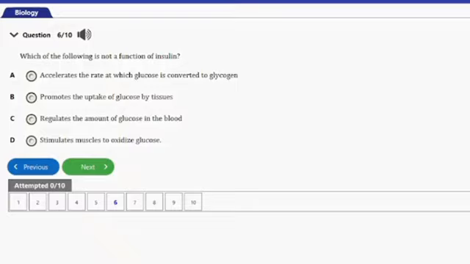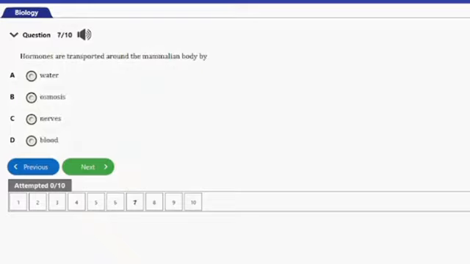So guys, insulin does not directly stimulate the muscle to oxidize glucose. However, insulin can regulate the glucose in the blood, that's the level of glucose in the blood. It can also promote uptake of glucose by tissues. It can also accelerate the rate at which glucose is converted to glycogen. But guys, insulin does not directly cause the muscle to oxidize glucose, and that's the answer to this question, option D. So let's consider the next question.